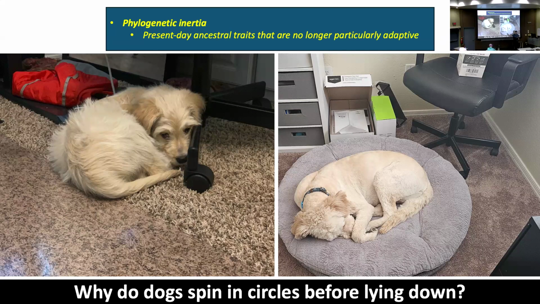That's what I mean by phylogenetic inertia. It had a benefit at one time. That's how it got selected for. But now the benefit has kind of faded away, but it'd be too costly to get rid of it. So you're stuck with it. Any questions about that?